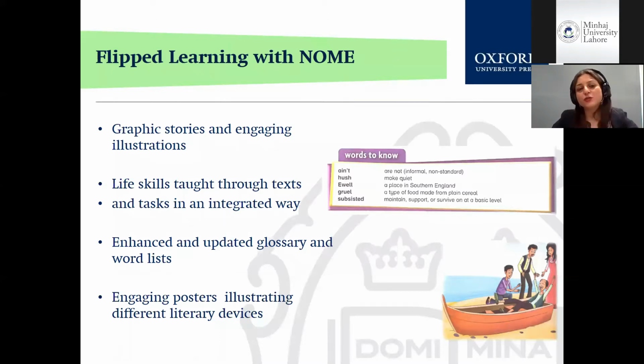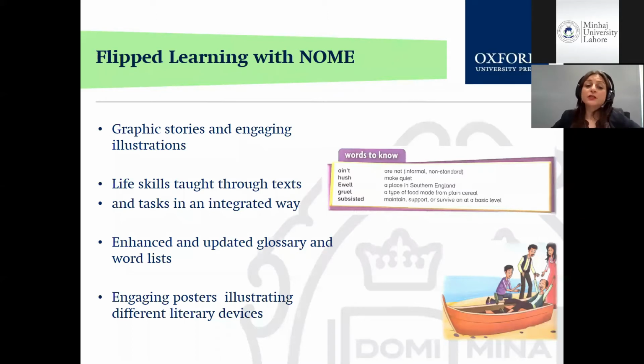Graphic stories जो हैं वो बच्चों को visual prompts की तरह work करती हैं. I'll just come to how we can use visual prompts in the classroom. And then we have life skills, which is very important in the national curriculum now. Life skills, social and ethical development. It's a large part of our Pakistan national curriculum, and so those life skills are all embedded in the stories in New Oxford Modern English.